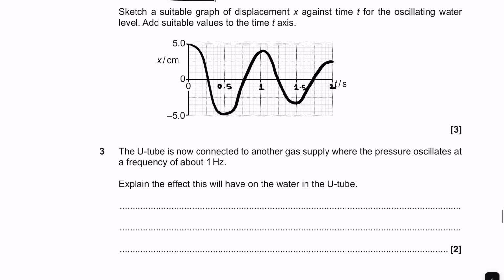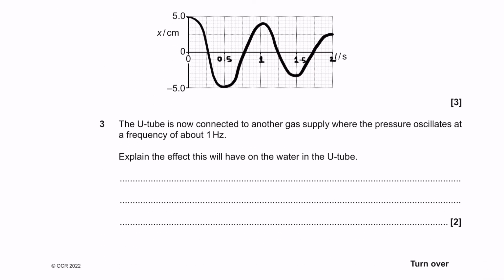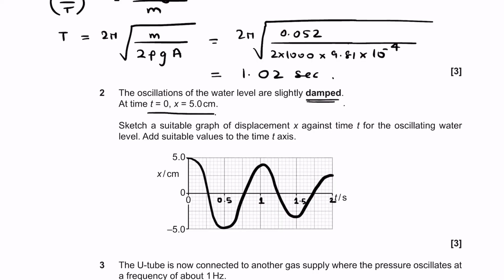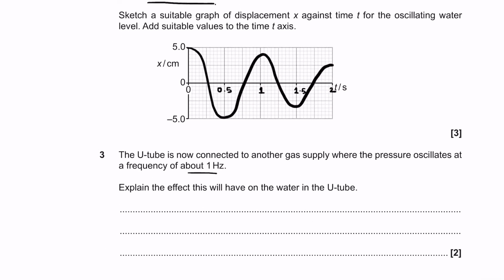For question number 3, it says that the U-tube is now connected to another gas supply where the pressure oscillates at a frequency of about 1 Hertz. Explain the effect this will have on the water in the U-tube. Because this applied frequency, the driving frequency, is approximately equal to the natural frequency, since the time period is 1.02 seconds so the frequency is roughly 1 Hertz, resonance will occur and the amplitude is likely to increase to a maximum.